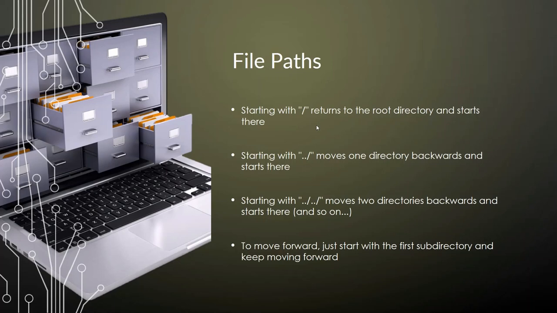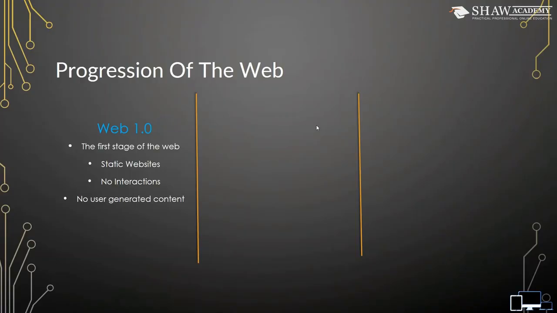Alright, now we were also discussing the progression of the web. So if you remember, the very first generation of the web was Web 1.0, and it was named Web 1.0 retrospectively. We didn't come up with this name until after Web 2.0 became popular. So Web 1.0 was the first stage of the web. We had static websites, we had no real interaction, and certainly no user-generated content.